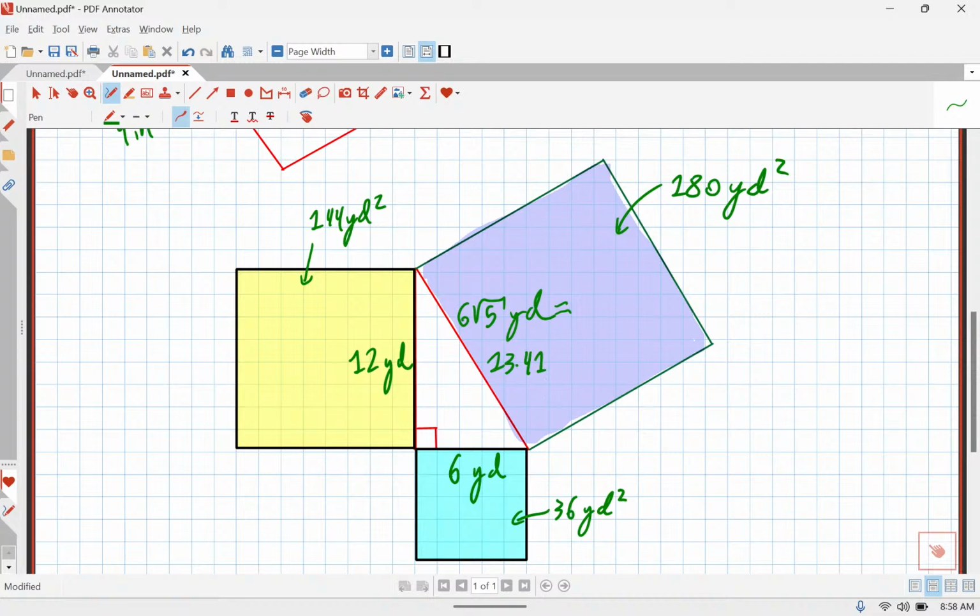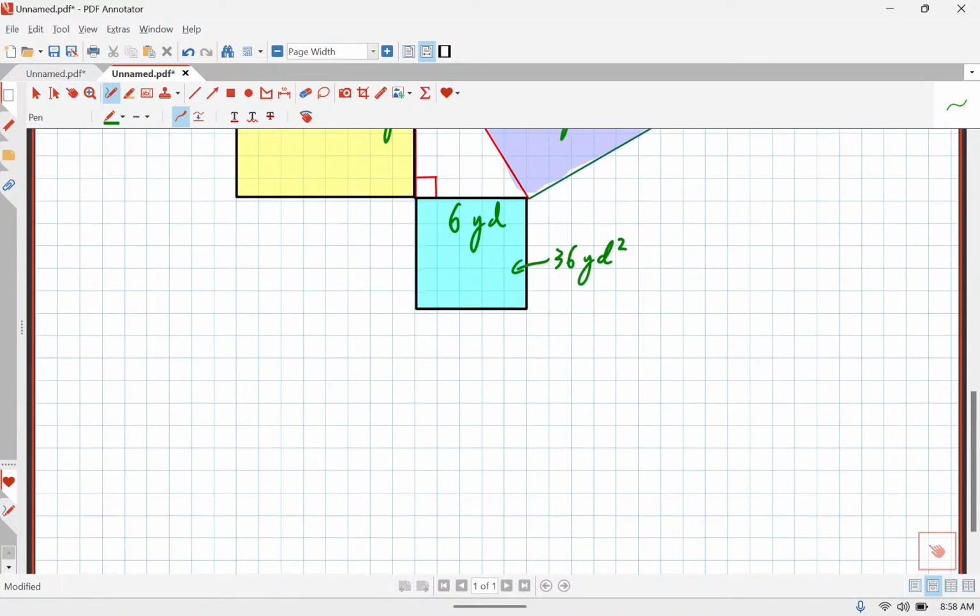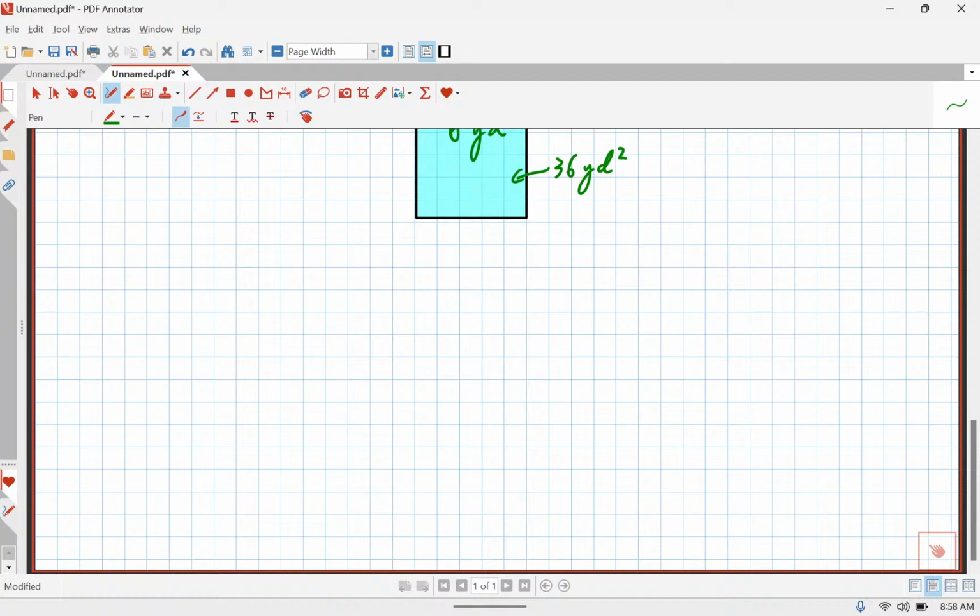About 13.416 yards. How many of us were able to get that or see how we got that and aren't too alarmed? Beautiful, not too bad, right? Let's do another one here. Got a pencil?